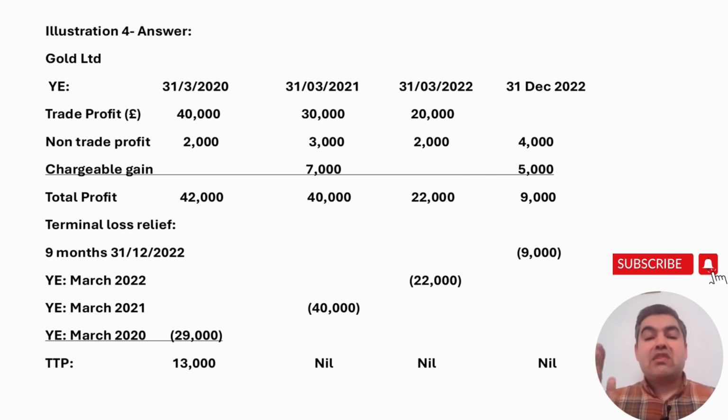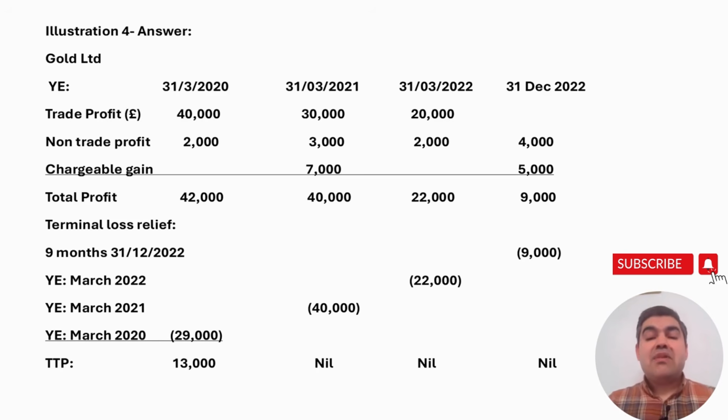Then we use a part of the loss against 31st March 2021. We are still left with 29,000 and we use it against 31st March 2020. So therefore, we use the final accounting period loss against the previous 3 years' accounting profit.